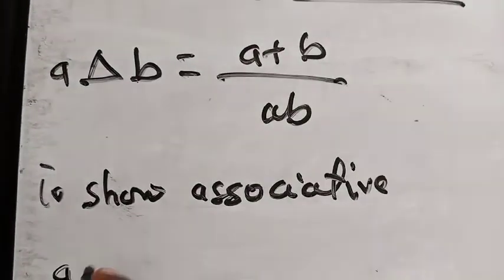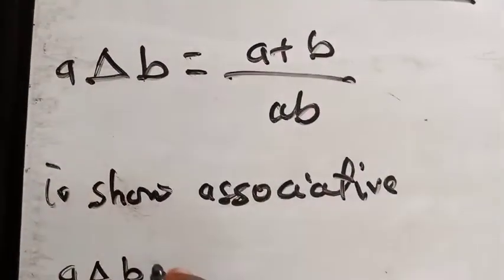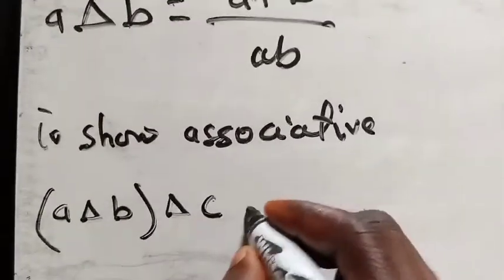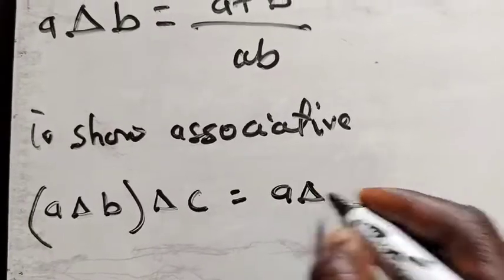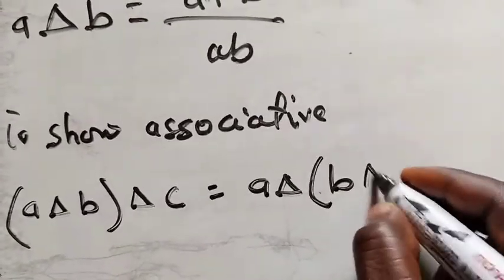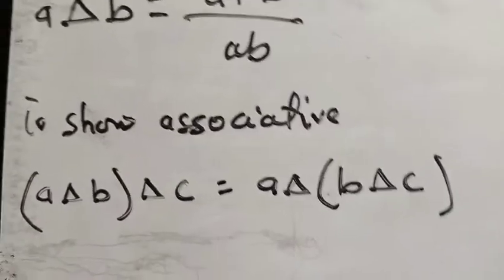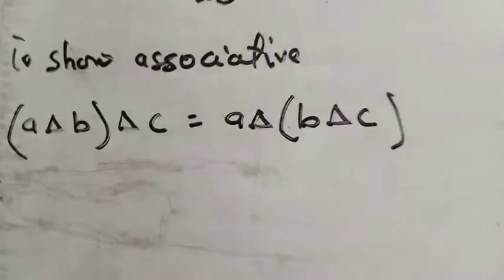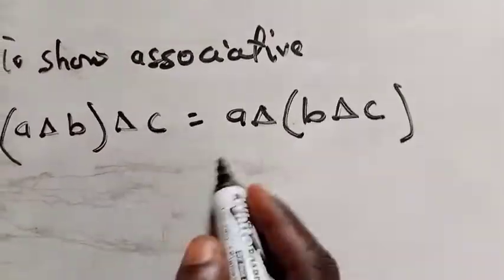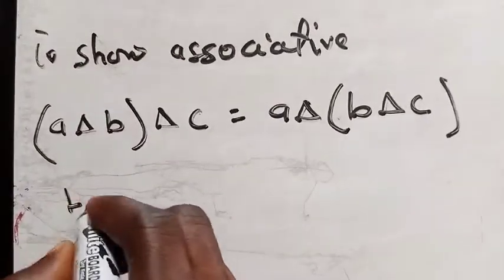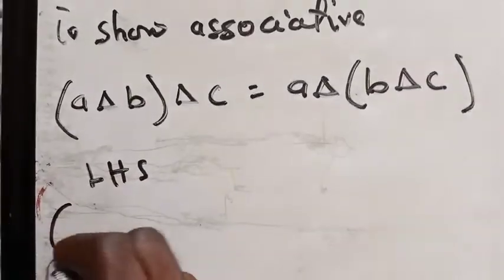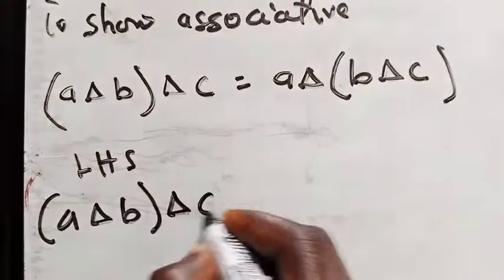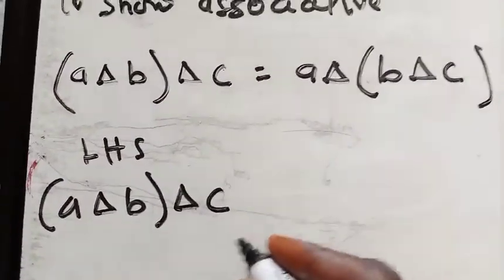Now we have A operation B, everything operation C, must be equal to A operation, and then B operation C. This is the only key that you can use at this point. Now you have to consider the first part, the left hand side. So you are going to show this one, A operation B, everything operation C.